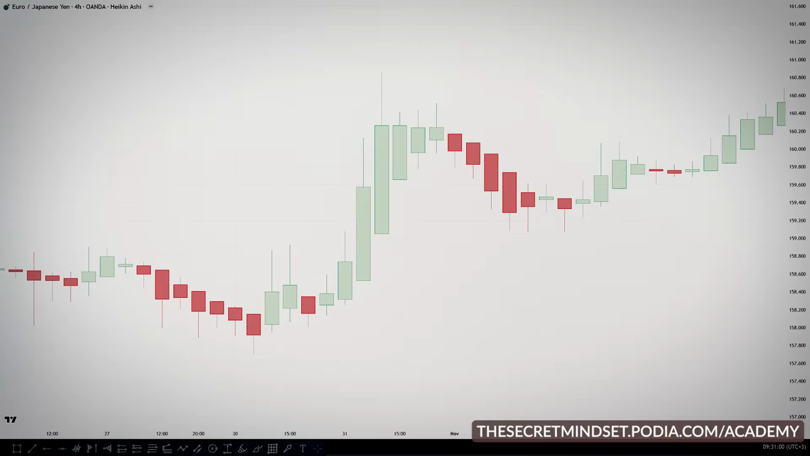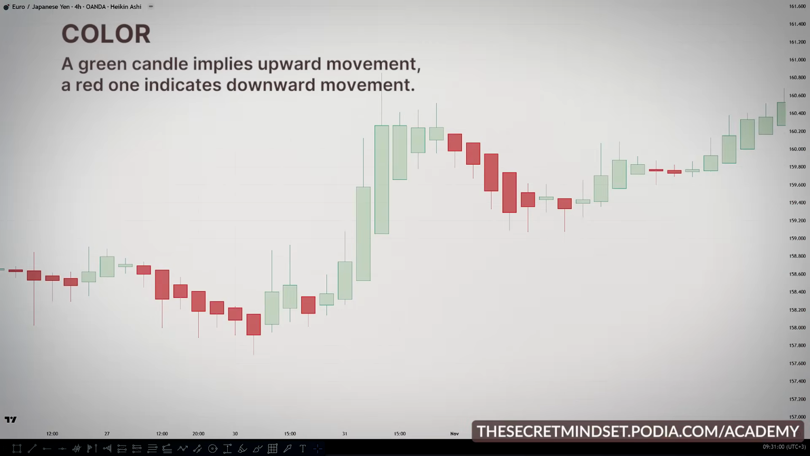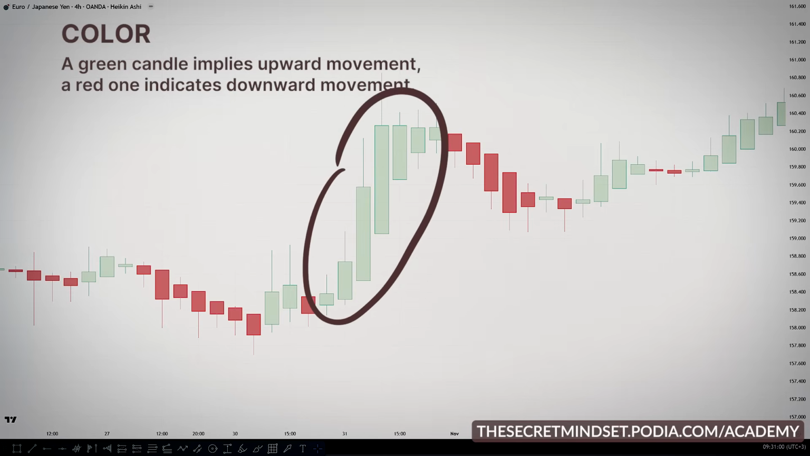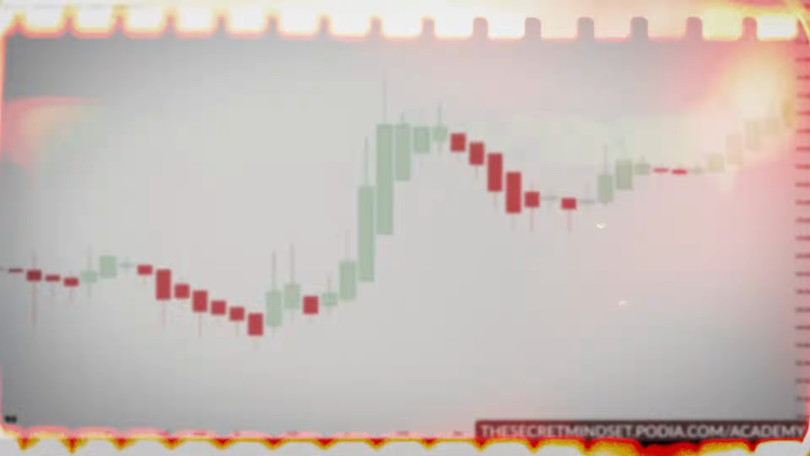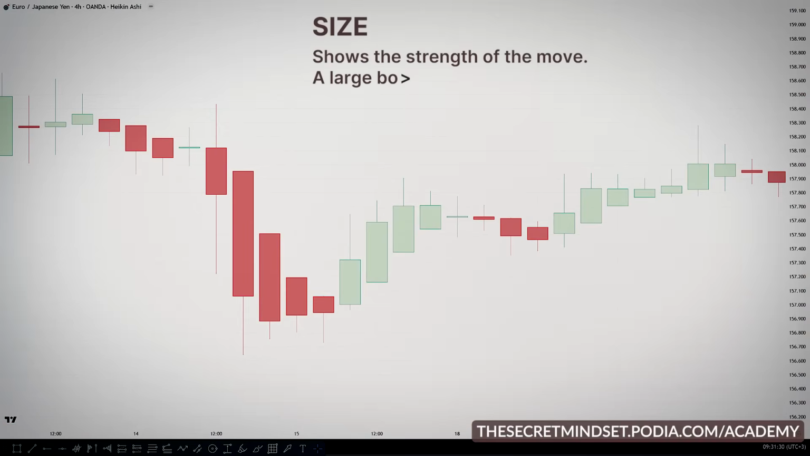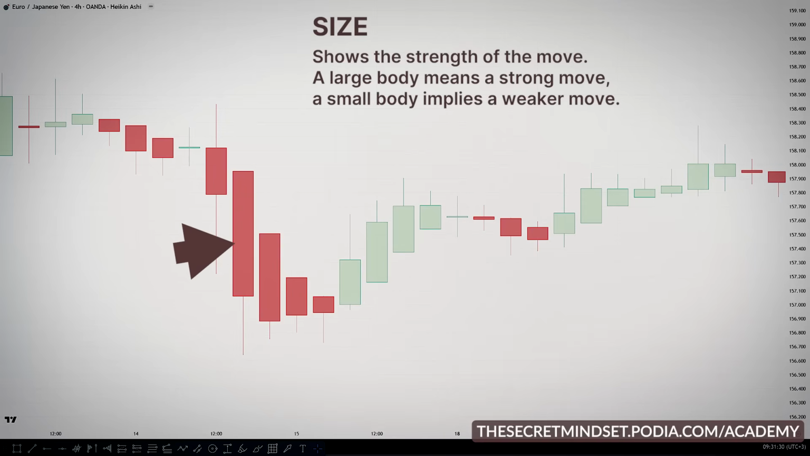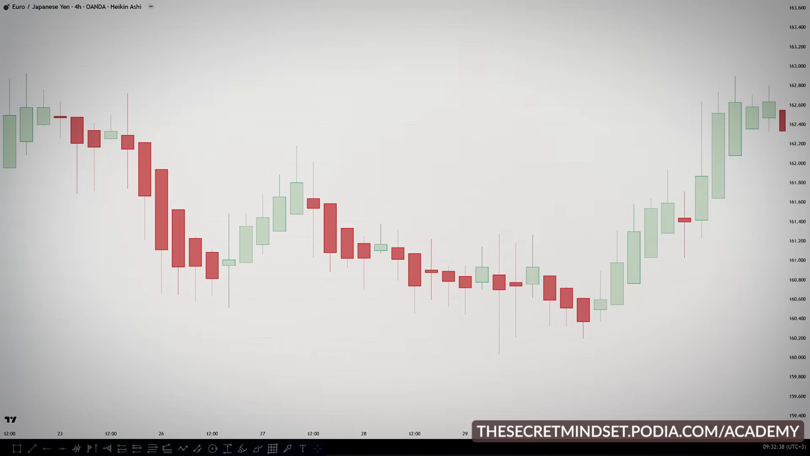The color of a Heikin Ashi candle tells you about the overall direction of price movement. A green candle implies upward movement, while a red one indicates downward movement. The size of the candle body shows the strength of the move. A large body means a strong move, while a small body implies a weaker move. Heikin Ashi candles also have wicks, just like traditional candlesticks. These wicks can give you clues about potential trend changes.